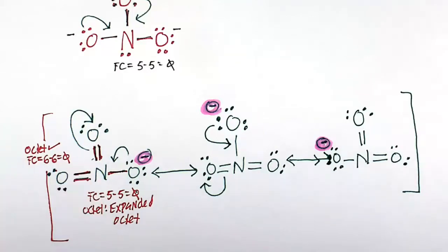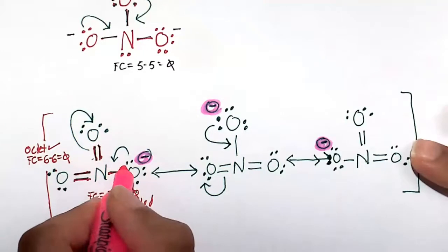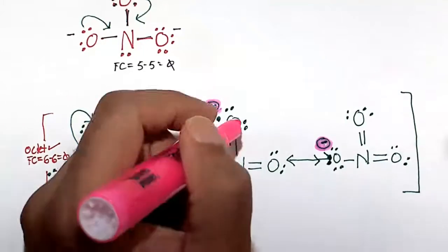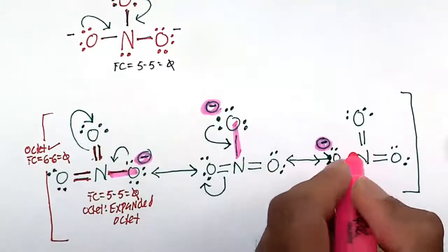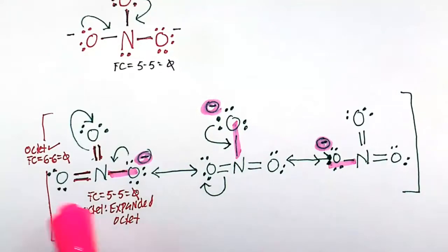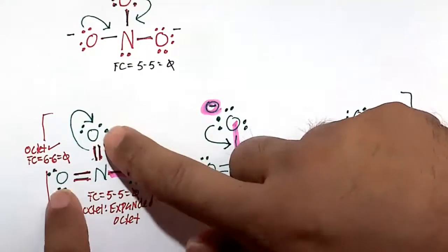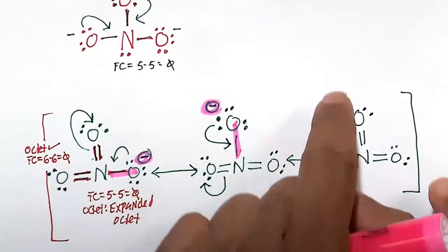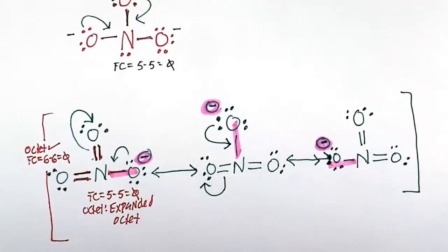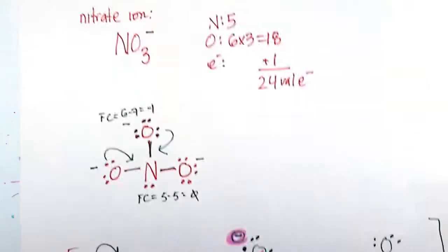Notice the single bond arrangements. I'll highlight them. Single bond to this oxygen, single bond to that oxygen, single bond to that oxygen. Notice the double bond configuration: top and left, left and right, top and right. Resonance hybrid structures, all of them are equal. All of them are the same, and all of them are the correct answers to the question, what is the resonance structure of the nitrate ion?